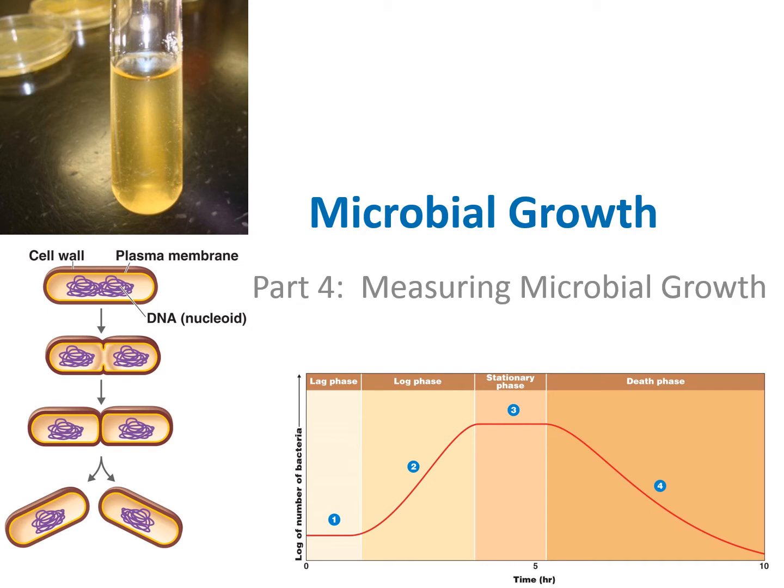Microbial growth is defined as an increase in the number of microbial cells. We can measure this growth by either looking at individual cells or the physical effects of large masses of cells. In this video, we will describe how bacteria grow and then look at how this growth is measured.